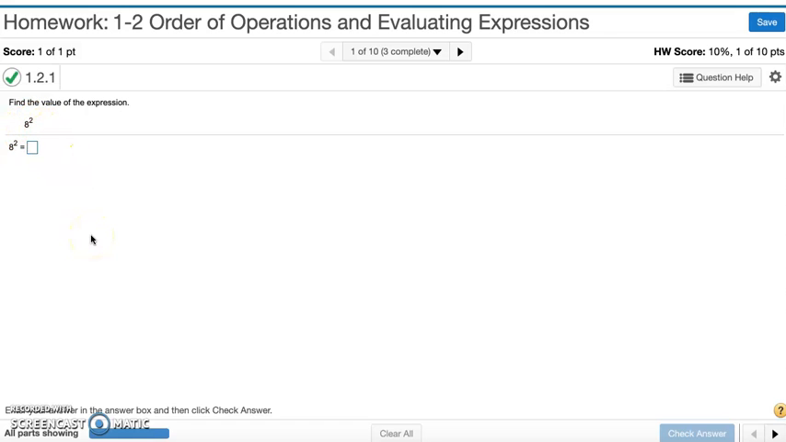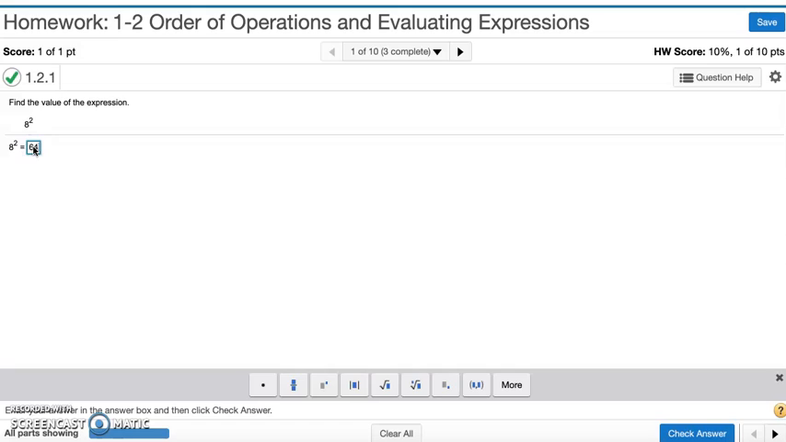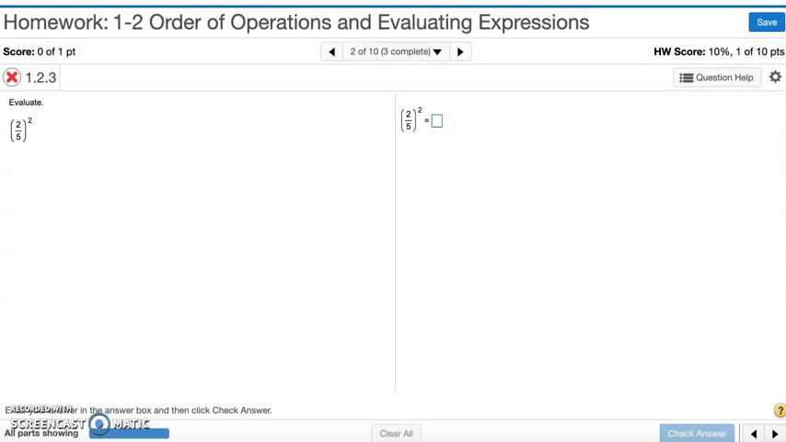When you have an exponent, it means you take the bottom number, the base, and multiply it to itself the number of times the exponent says. This exponent is 2, so we multiply 8 to itself twice. So 8 times 8 is going to be 64. And that's number 1. Number 2 says to evaluate.